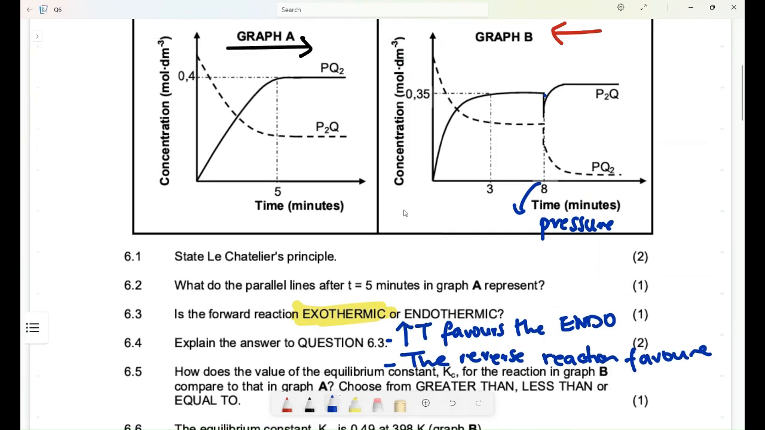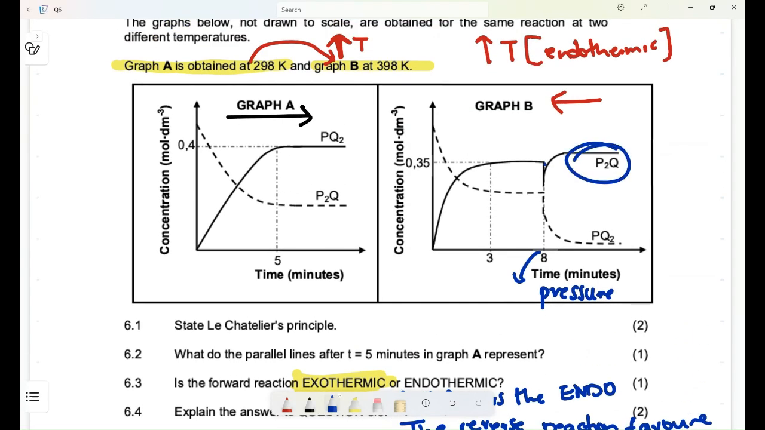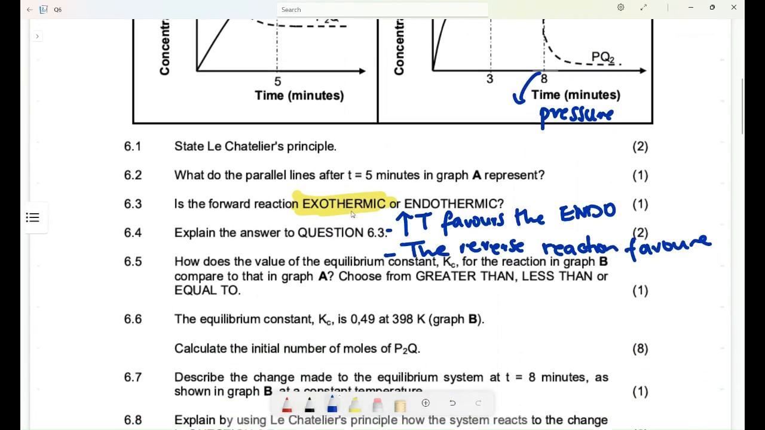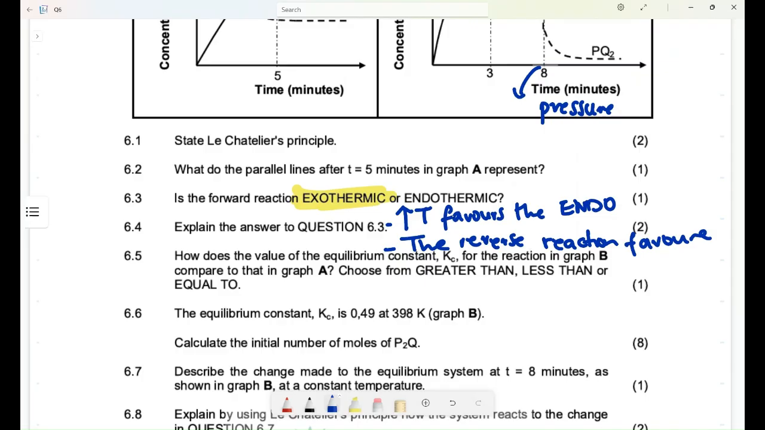Why am I saying the reverse reaction was favored? Can you see P2Q, which is our reactant, increased, and our product decreased. So the reverse reaction was favored here. Since an increase in temperature favors endo, and the reverse reaction was favored, it means the reverse reaction is endo, then the forward reaction is exo. This is the formal explanation that you need.